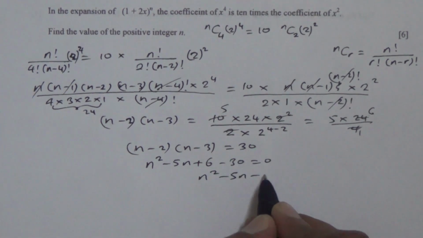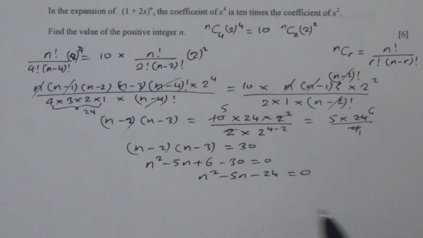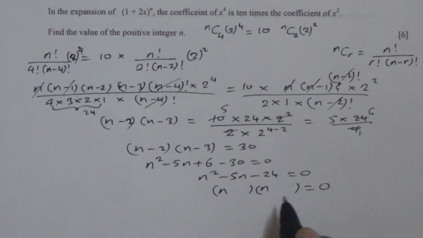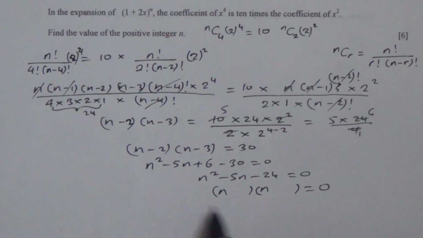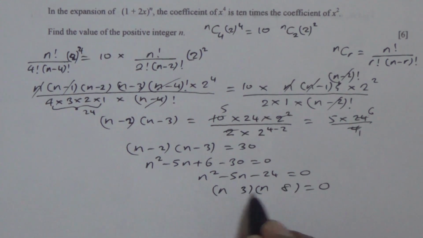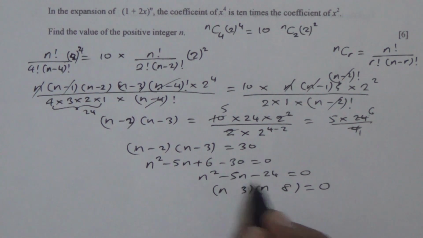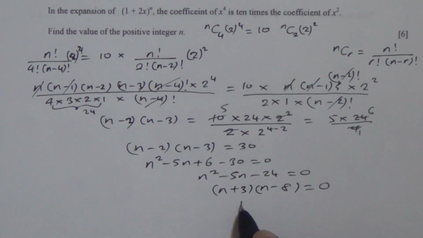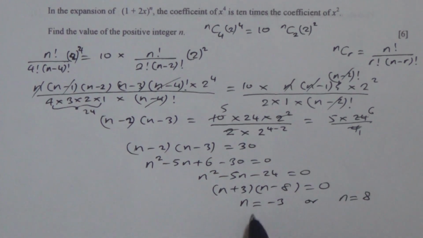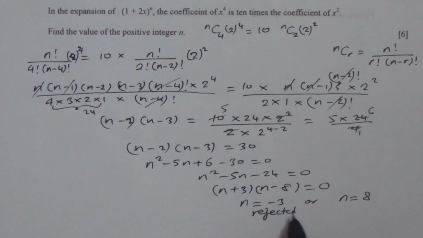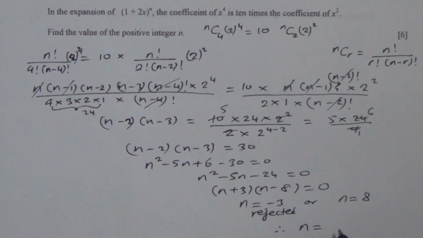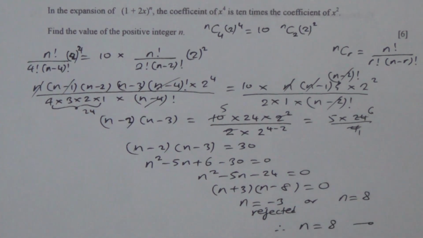It's just a question of solving a quadratic equation. So basically we are left with a quadratic equation that we're going to factor. We're going to get 8 here and then 3 here, because 3 times 8 is 24. There's a minus 5 here, so minus 8 plus 3 is minus 5. I get n minus 3 or n is equal to 8, but n equals 3 is rejected. Why? Because it's a positive binomial expansion. Therefore, n is equal to 8 is your answer to this question.